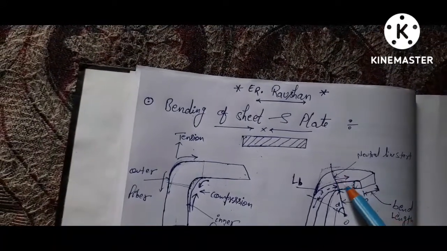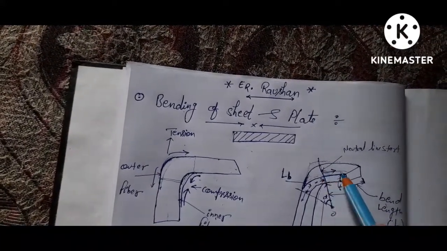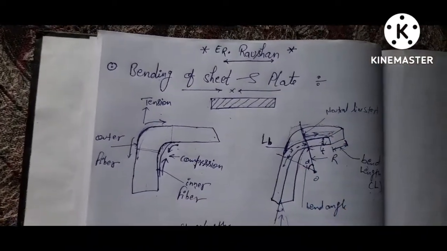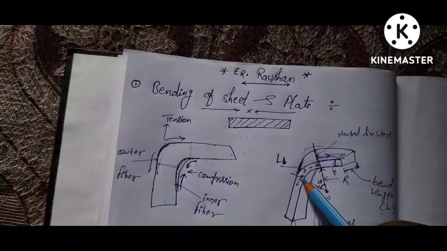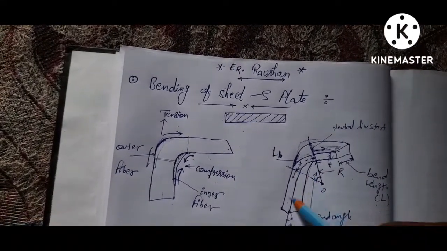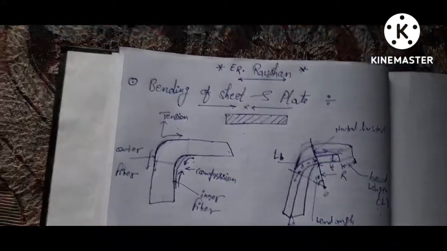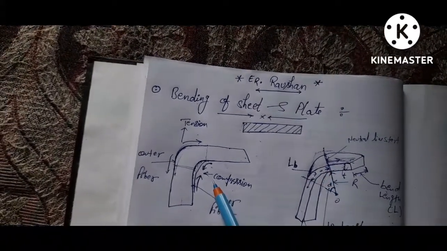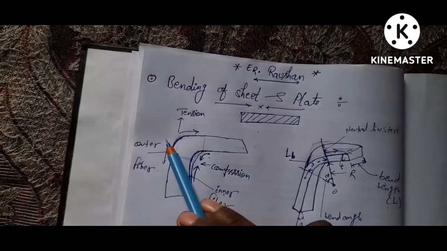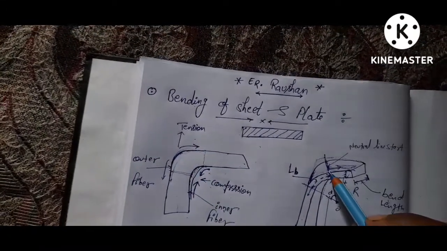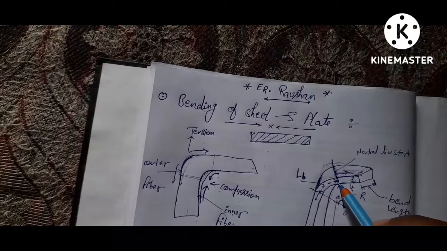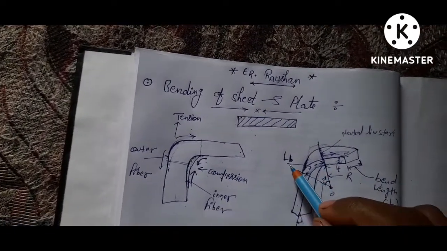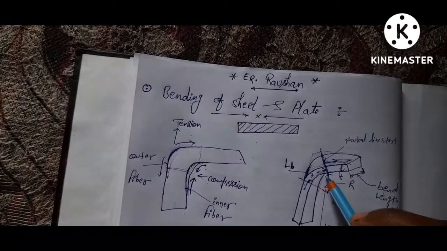and this is the neutral line. From this line there is no more stretching in this plate, and from this line there is no more stretching in this plate. There is compression in the inner section and tension in the outer section. So this portion, from this line to this line, is known as LB, the bend allowance.